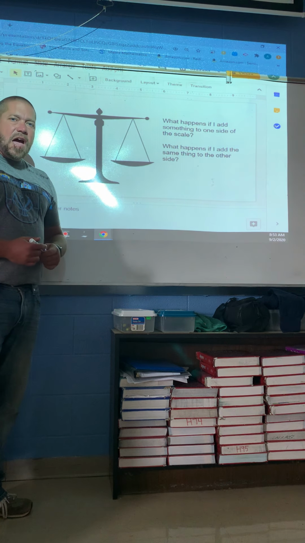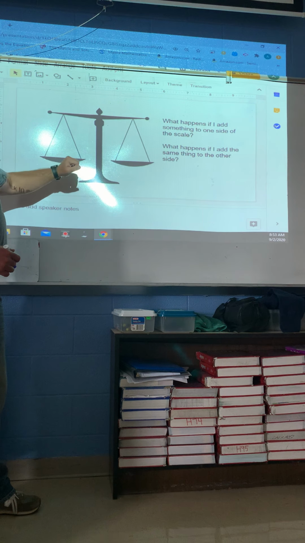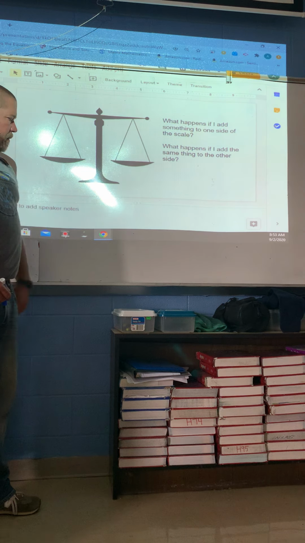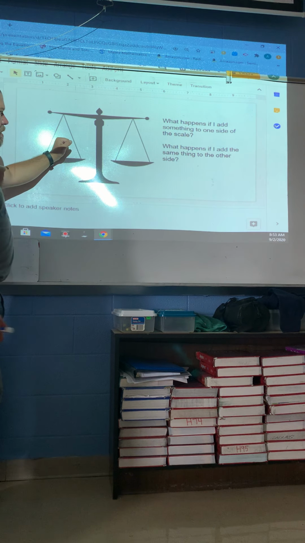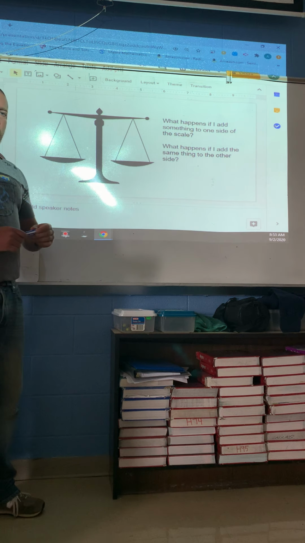Same thing happens with a scale, if you've ever seen a scale similar to this. If I add something to this side of the scale, it's going to become heavier and drop, making the other side go up. But if I were to add a weight here and the same weight here, the scale would stay balanced. It wouldn't go either direction.